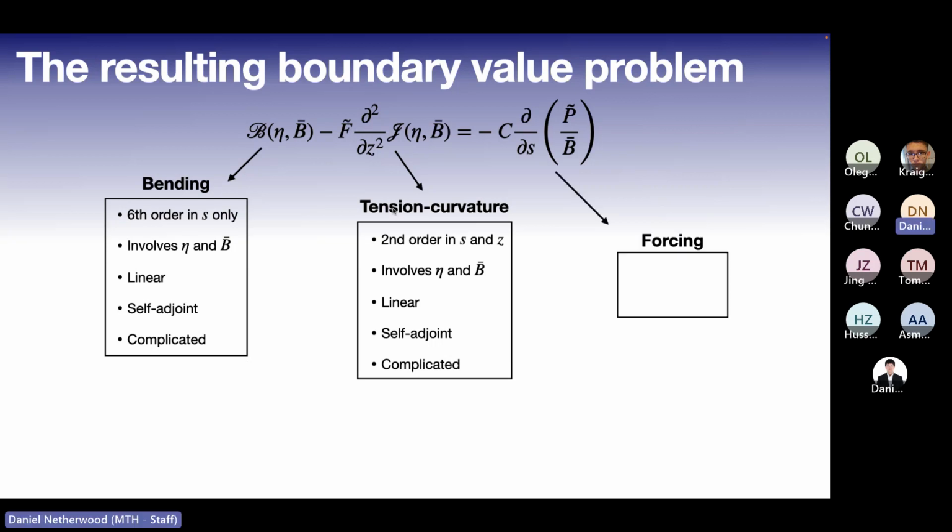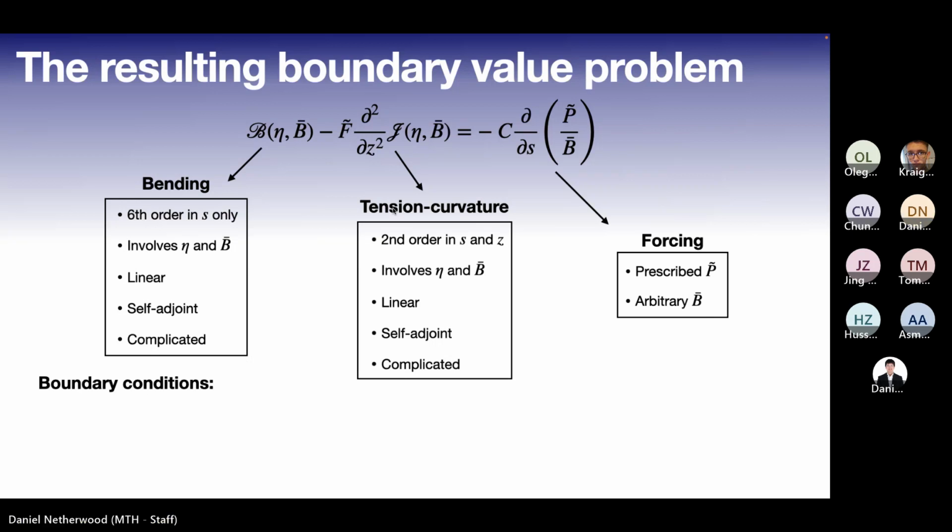The right-hand side, which is the forcing, involves the prescribed pressure P tilde. So if you wanted to use this model to couple fluid and solid mechanics, it's the pressure that you do this in. Remember, this is the relative pressure between the fluid and the external pressure. And so this is where the coupling would happen.